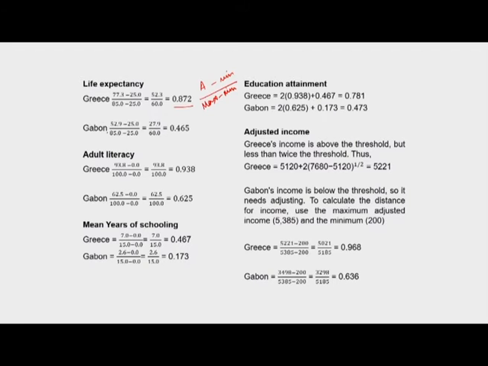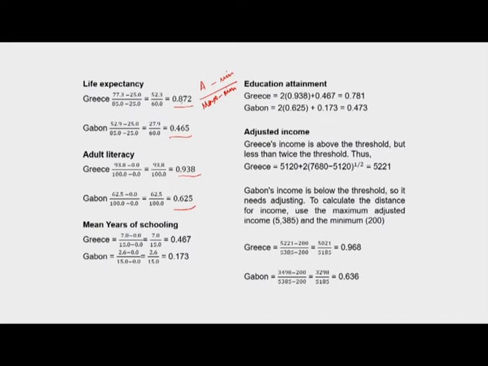Similarly, for Gabon, the life expectancy value came out to be 0.465, Gabon's estimate for life expectancy being 52.9 and the maximum and the minimum being 85 and 25. The adult literacy rate was similarly computed. For Greece, the adult literacy rate is 93.8 and for Gabon 62.5. So 0.938 and 0.625. So these are the individual indices.